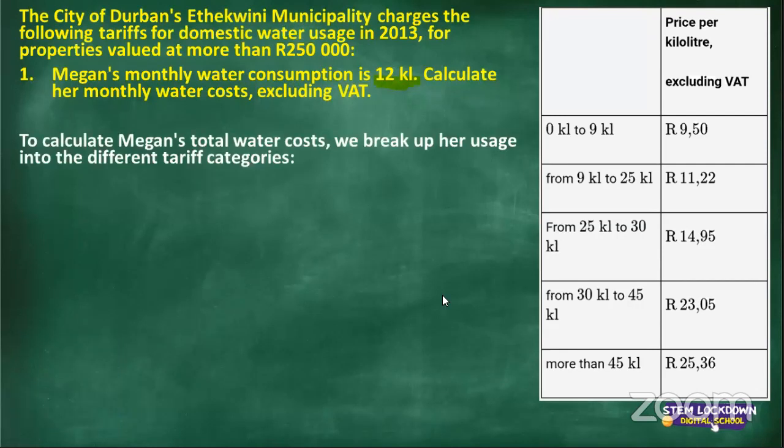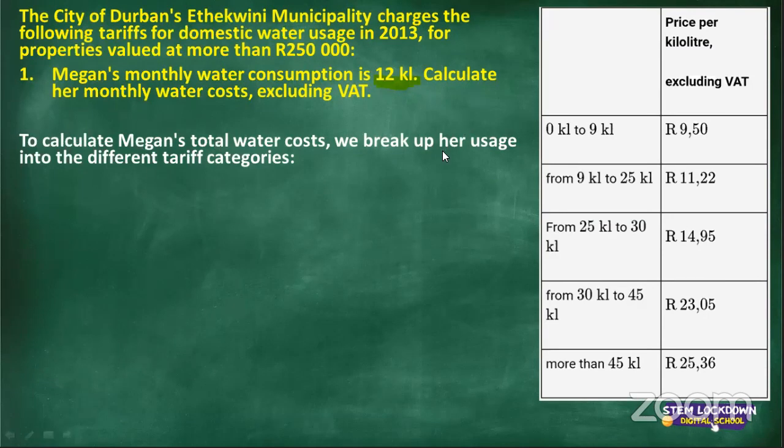To calculate Megan's total water costs, we break up her usage into the different tariff categories. Again, we go back to these two columns here. One shows the kiloliters of water, and on the other side is the price. We are told she has consumed 12 kiloliters. We need to work out the 12 kiloliters and the price.